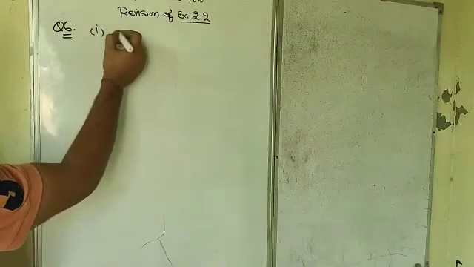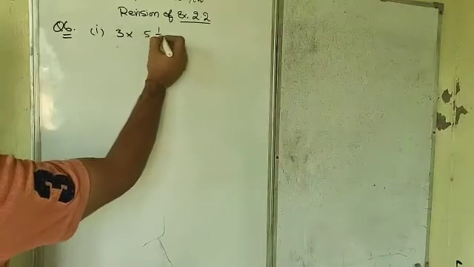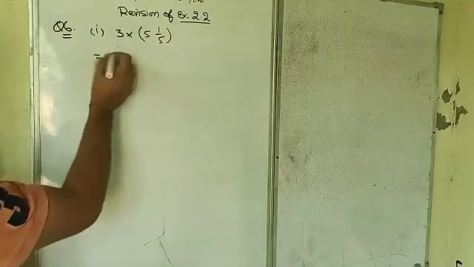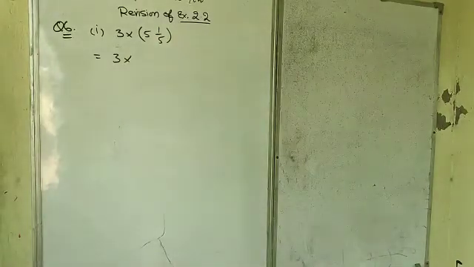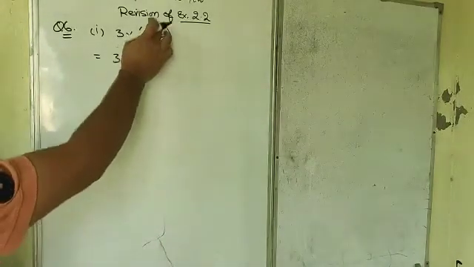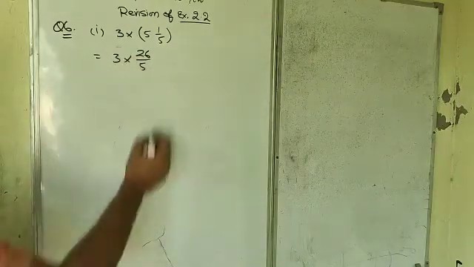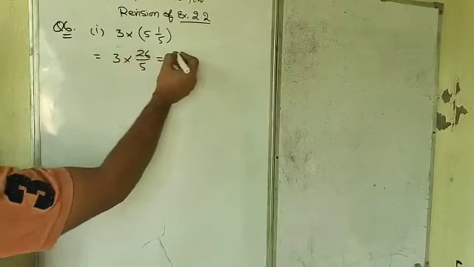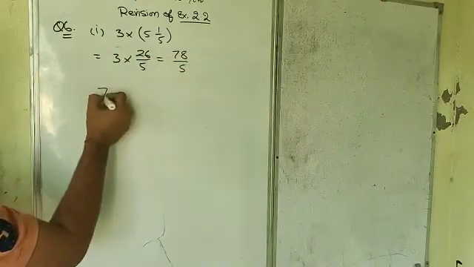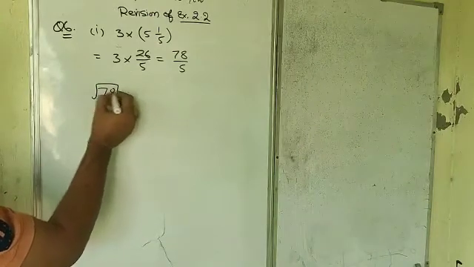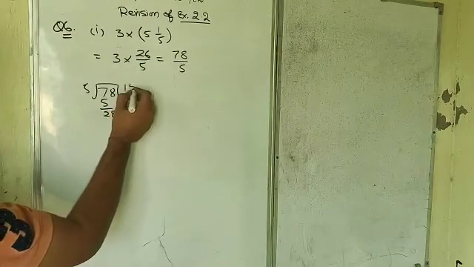The part number 1, 3 multiplying by 5 is to 1 by 5. So first of all simplify 5 is to 1 by 5. इसको इम्प्रॉपर फ्रैक्शन लिखिए. 5 5s are 25 and 1 is 26 by 5. Is something cancelling out? No. So 26 3s are 78 divided by 5. अब 78 को आप 5 से डिवाइड कीजिए. It's up to you.